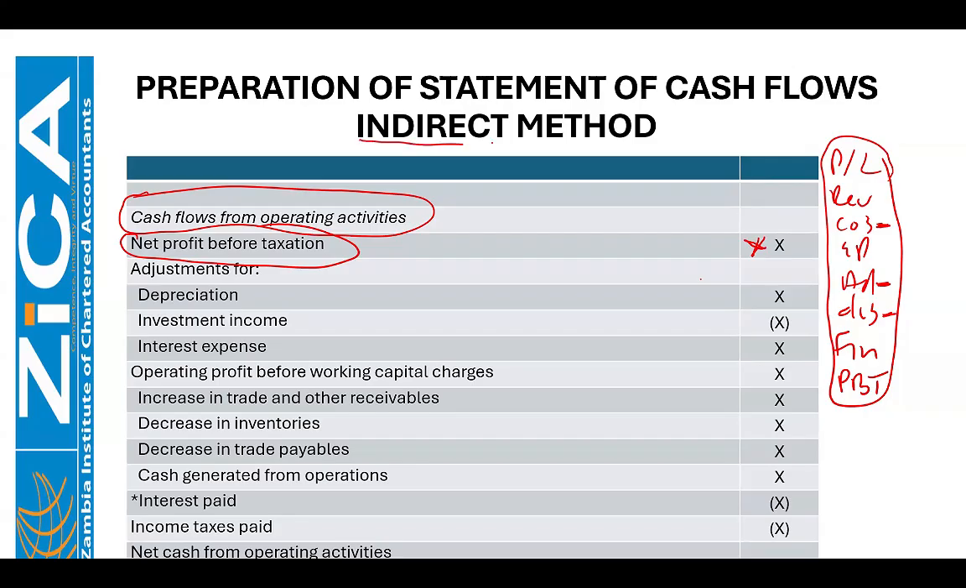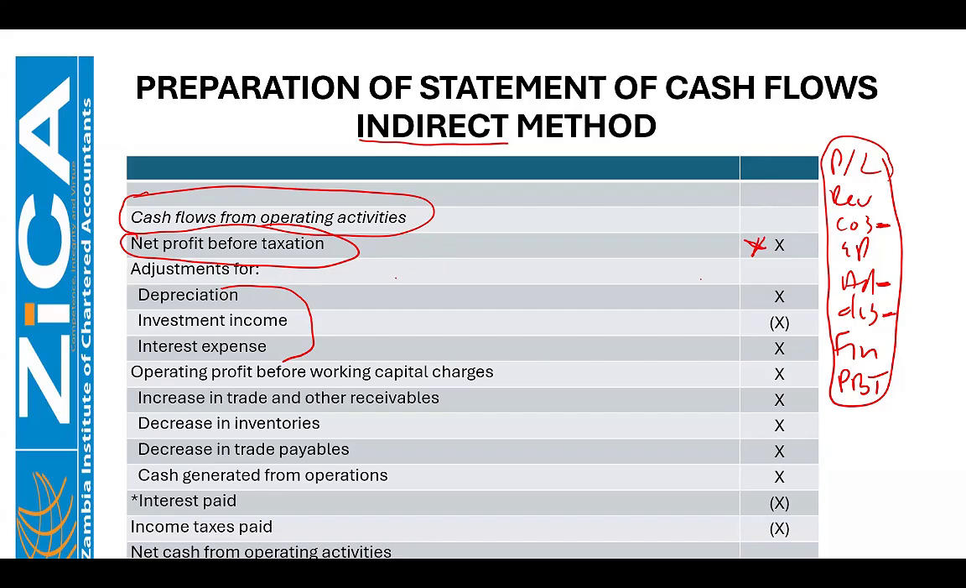That's why the method is called indirect. So we start with a profit figure and then adjust it for non-cash items and initially adjust it for non-operating incomes and expenses like finance costs, you know, interest income. Those are non-operating expenses and incomes. So we adjust for those as well as non-cash expenses and incomes. So these are the common items: depreciation, loss or profit on disposal.